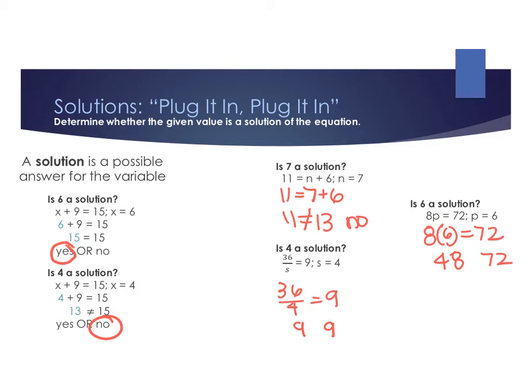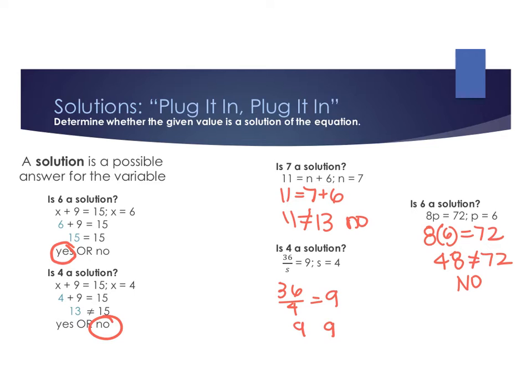All right, so let's go over here to the one that says, is 6 a solution? So I plugged it in, and wherever I saw a P, I plugged in 6, because I want to know if 6 is a solution. I figured out that 8 times 6 is 48, and the right side of the equation equals 72. But I haven't decided yet. Does 48 equal 72? No, it does not. So I'm going to put an equal sign with a slash through it and write the word no, because 6 is not a solution to this problem.